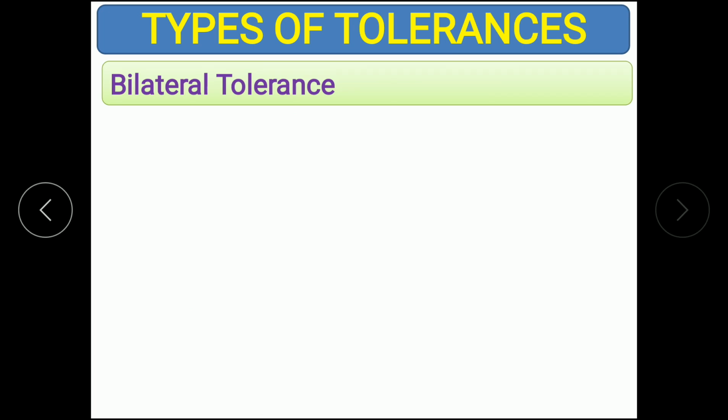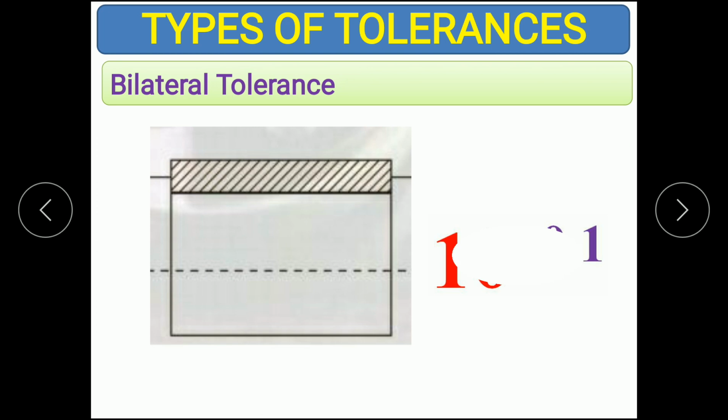So next is bilateral tolerances. Bilateral tolerance means tolerance is provided on both sides of the basic size, on the plus side also and the minus side also. Plus or minus 0.1 means it is plus 0.1, minus 0.1. So tolerance is provided on both sides of the basic size. This type of tolerance is called bilateral tolerance.